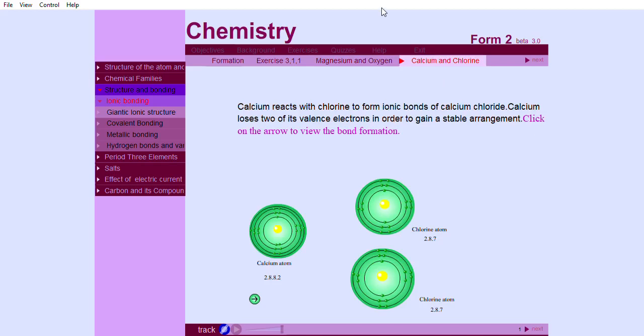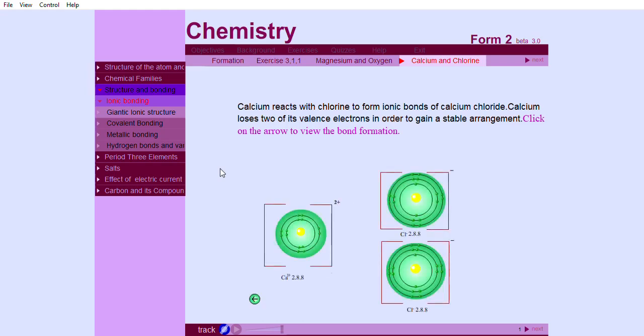Calcium reacts with chlorine to form ionic bonds of calcium chloride. Calcium loses 2 of its valency electrons in order to gain a stable arrangement. Chlorine requires to gain 1 electron in order to acquire stable electron arrangement. Therefore, calcium loses its 2 valency electrons to 2 chlorine atoms, leading to formation of calcium ion with a net charge of positive 2, while each of the 2 chlorine atoms gains an electron, acquiring a net charge of negative 1. The 2 chloride ions are attracted towards the calcium ion, forming bonds.